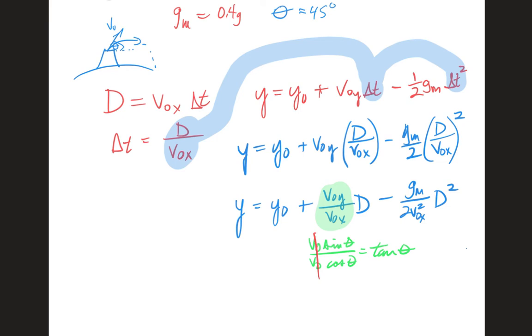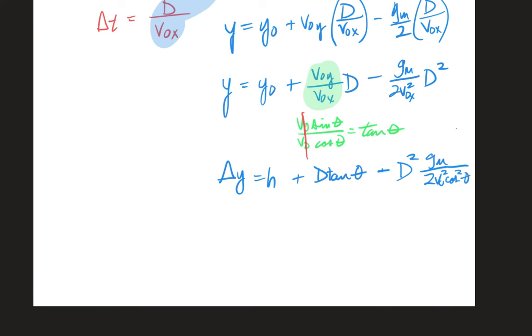And if you remember reading in my book, I'm going to do something else here. I'm going to bring that y naught over. That just is our h. And then we have d tangent theta minus d squared times g sub m over 2 v naught squared cosine squared theta. This equation is basically, if you remember from either textbook, y as a function of x, except we made it in distance from the thing here.